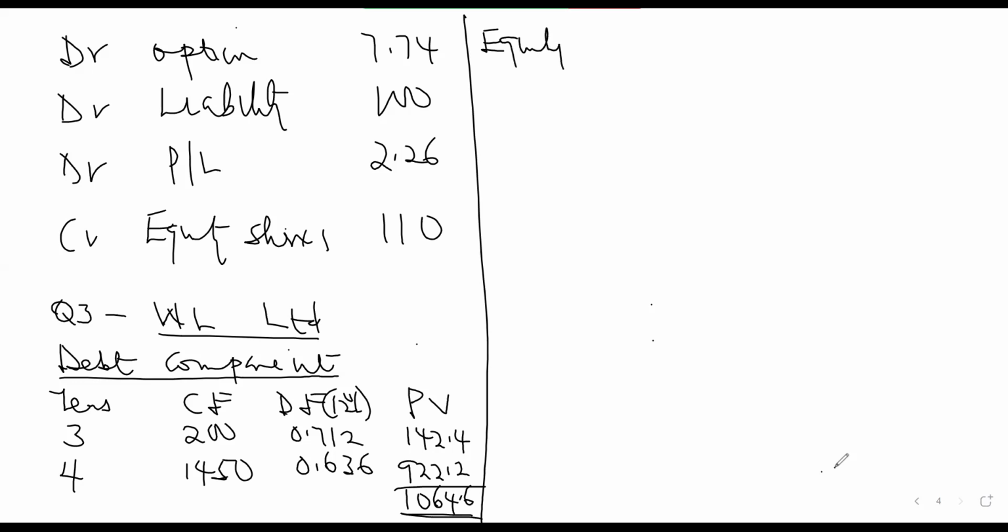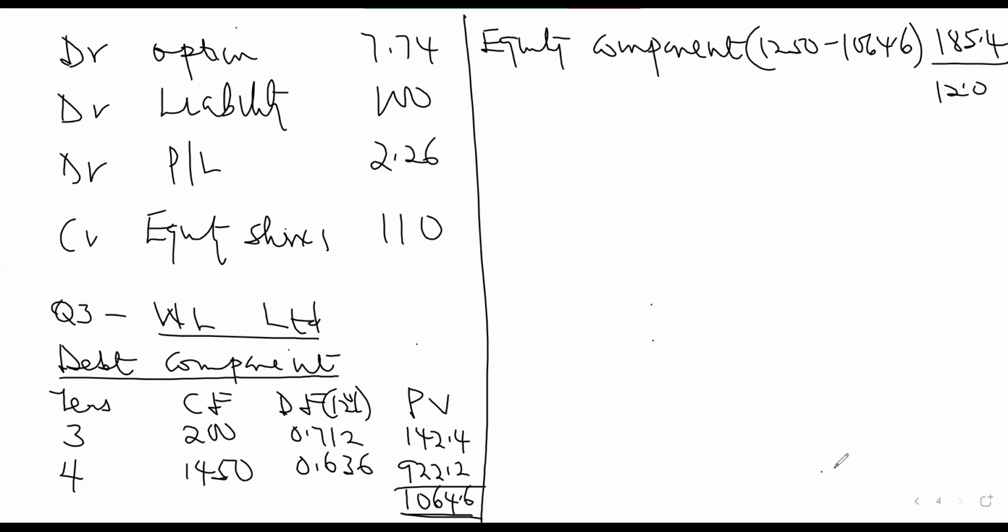Yes, that's right. Okay, so the equity component will be how much? 1,250 minus 1064.6. $185.4. Okay, 185.4. So what do we do? We share the issuing cost, isn't it?